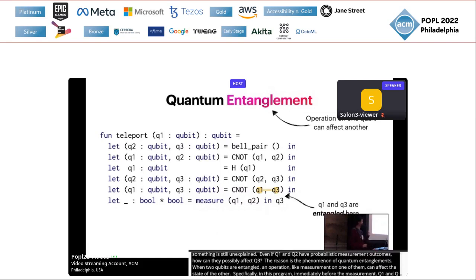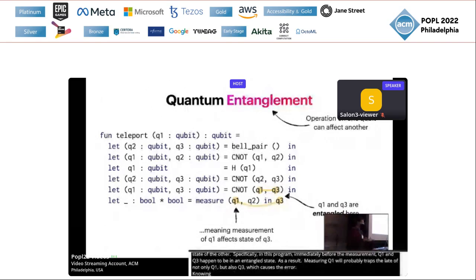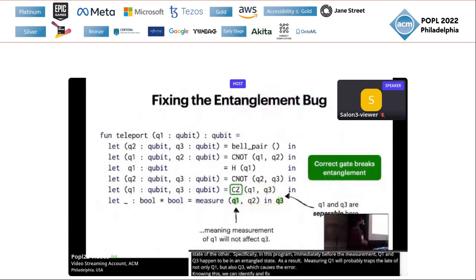As a result, measuring Q1 will probabilistically collapse the state of not only Q1, but also Q3, which causes the error. Knowing this, we can identify and fix the error. In the example, we should have used a different unitary gate, in this case CZ, which would break the entanglement between Q1 and Q3. In the fixed program, Q1 and Q3 are separable, another word for unentangled, meaning that the measurement of Q1 will not affect the state of Q3.